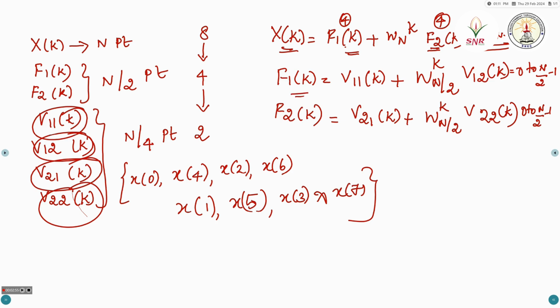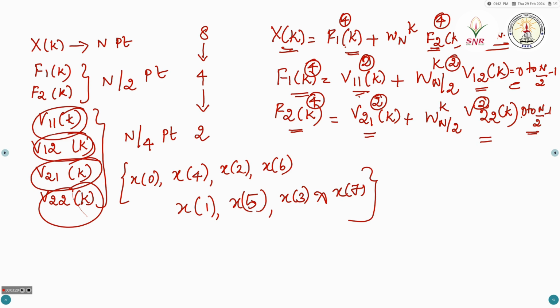The next, f1 of k is the combination of v11 of k and v12 of k, which are 2 point and 2 point. So this 4 point is divided into 2 point and 2 point. So it ranges from 0 to n by 2 minus 1. Similarly, the f2 of k is the combination of v21 of k and v22 of k, which are 2 inputs, 2, which is the combination of 4. So the limits vary from 0 to n by 2 minus 1.